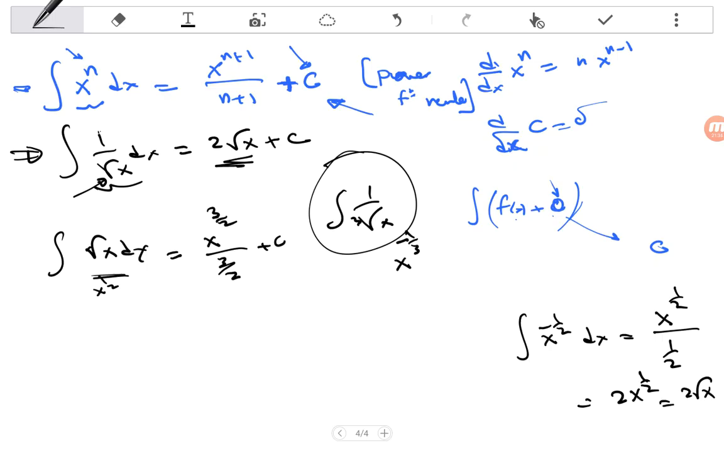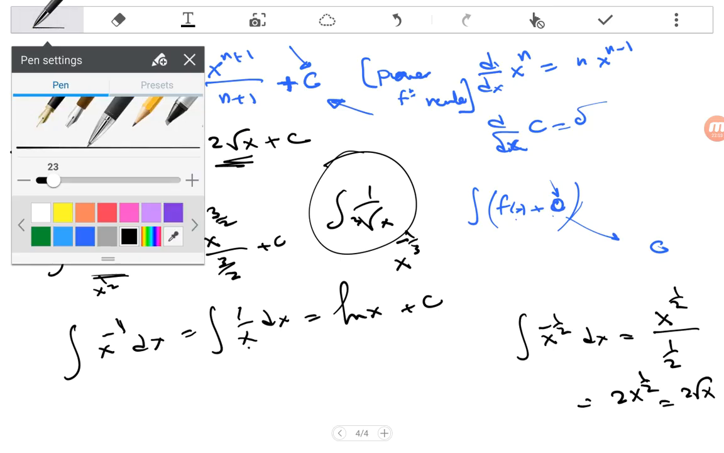That is the power function rule. What about integration of x power minus 1? That is integration of 1 over x. What is the function that if you differentiate it you get 1 over x? ln. Yes, that is ln x. Because if you differentiate ln x you will get 1 over x.